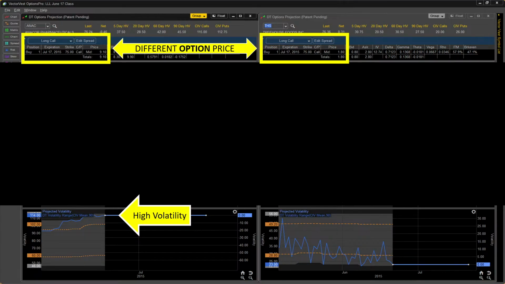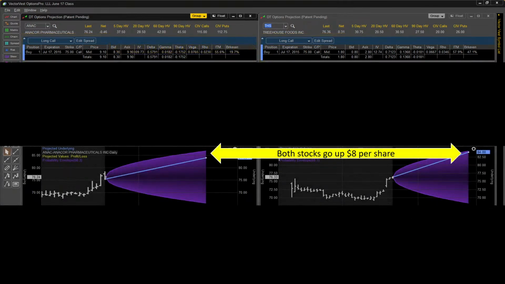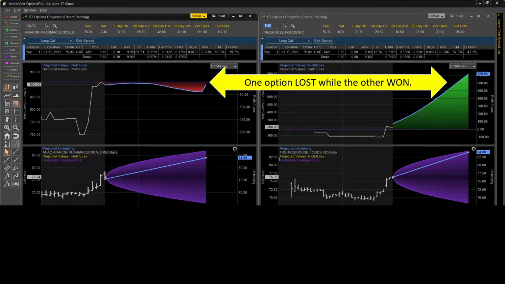Options are different. It's not about you buying a $9 option, oh, well, it's just expensive, I'm going to make money anyway, versus $1.80. I want you to watch what happens here. We're going to simulate both of the stocks go up $8 a share. And I want you to see what happens to the value of the options. Over on the left, if you would have bought that call, you would have lost money. The stock went up $8 a share. You lost money. Over on the right, if you'd have bought that option, you actually made like 300% return on your money.